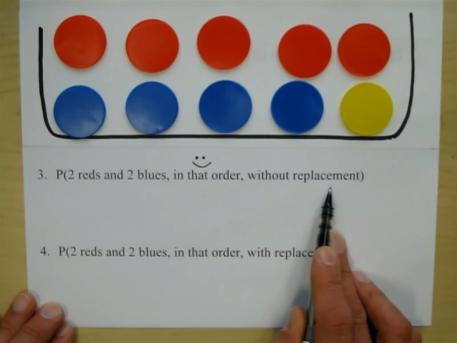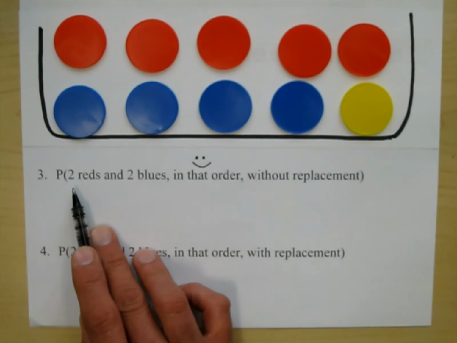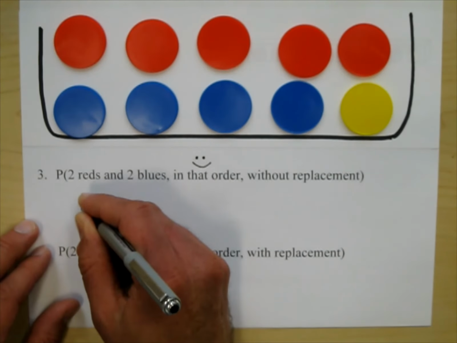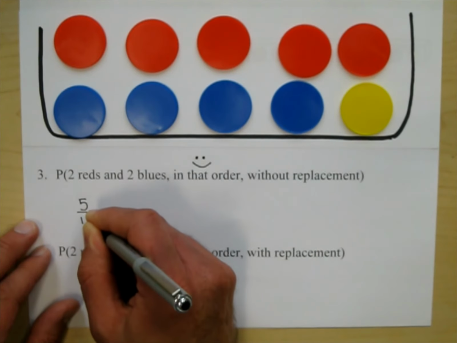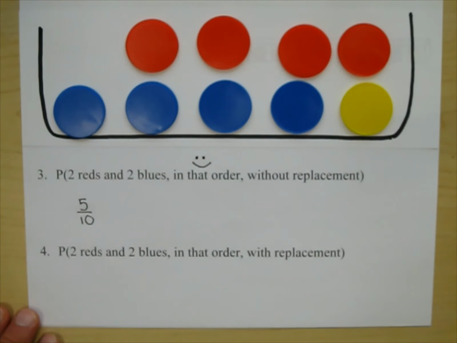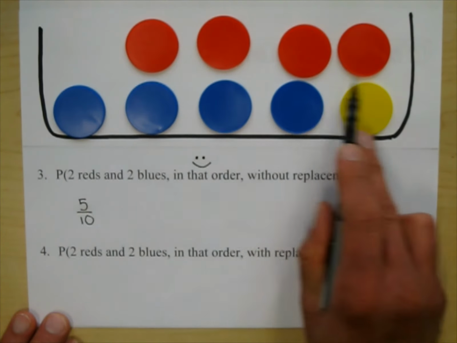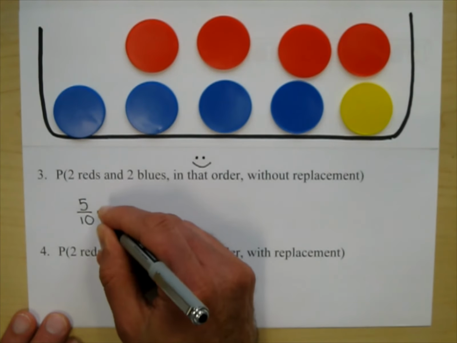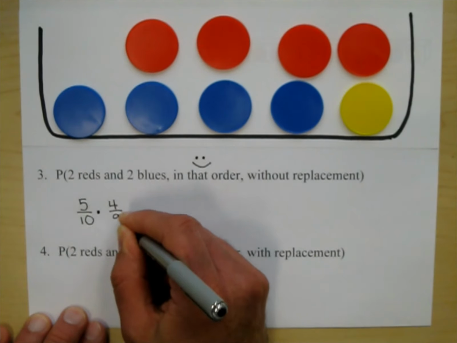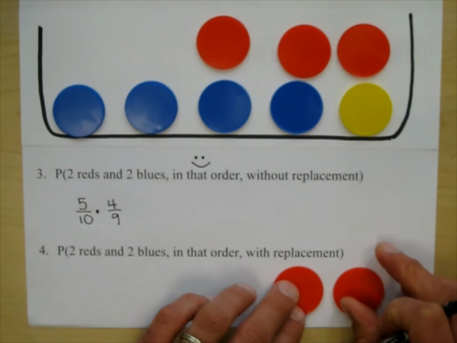This is without replacement. So let's pull out the first red. The probability of pulling out that first red is 5 out of 10. So let's pull out that first red, and we keep it out because it says without replacement. Now what's the probability you pull out another red? Because this is in that order, so we're going to multiply this by 4 out of 9. So we pull out that red. Basically, I'll put the reds down here, so I pulled those out there.